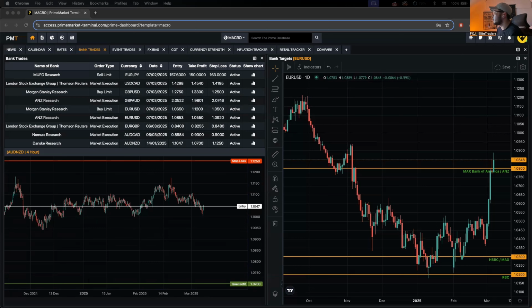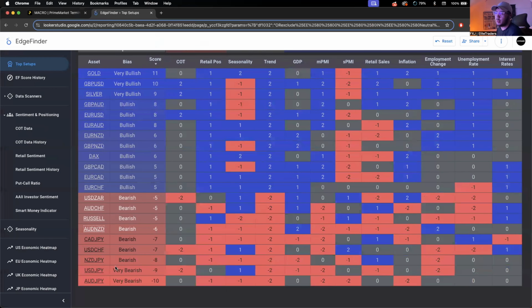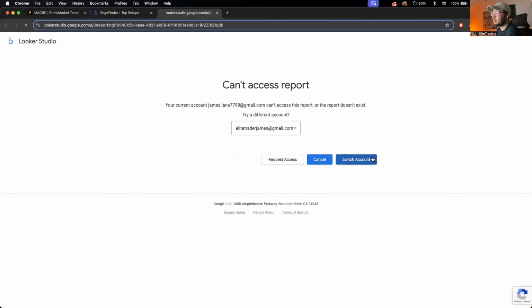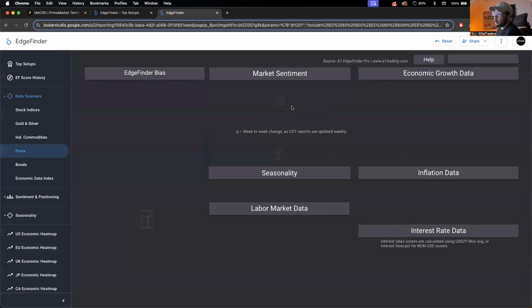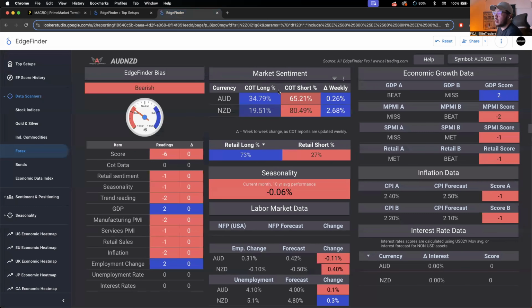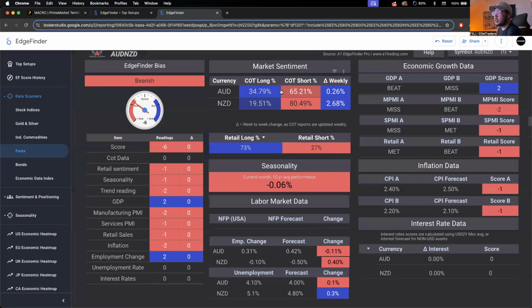Now, again, if we just have a look at a little bit more data, just need to pull it up here. Yeah, so we can see Australian dollar, New Zealand dollar on the Edge Finder is reading bearish. Let me just log in. If it will do it, there we go. So we can see the Danske research is currently short New Zealand dollar, and the Edge Finder is reading bearish on New Zealand dollar. It's not overwhelming, in my opinion, because COT data is pretty flat. Retail is long, which is great. Seasonality, we've got a minus 0.06. Again, nothing too overwhelming, but it's starting to build. So I might take something on there.